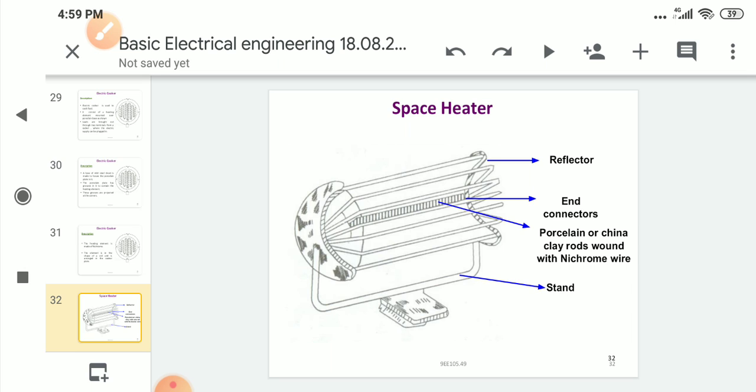It basically consists of a heating element; here also nichrome is used, wound on a ceramic tube. There are two types of space heaters available, rod type and bowl type. See here, this is a space heater. These are the parts: reflector and connectors, a porcelain or china clay rod wound with nichrome wire, and this is the stand.